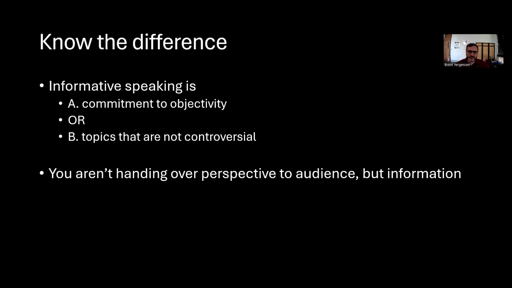All right, know the difference. In informative speaking, you're doing one of two things always. You're committing to objectivity. So if it's somewhat of a controversial issue where there could be two sides, in informative speaking you're simply describing what the event is or what the issue is. Or, you're not presenting something as controversial. How do plants grow? That's not a controversy. It's simply something that happens. You aren't handing over perspectives. You're handing over basic information in an informative speech.